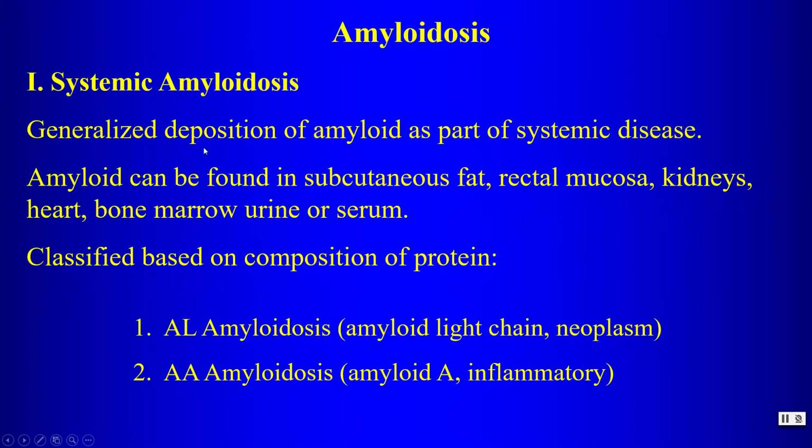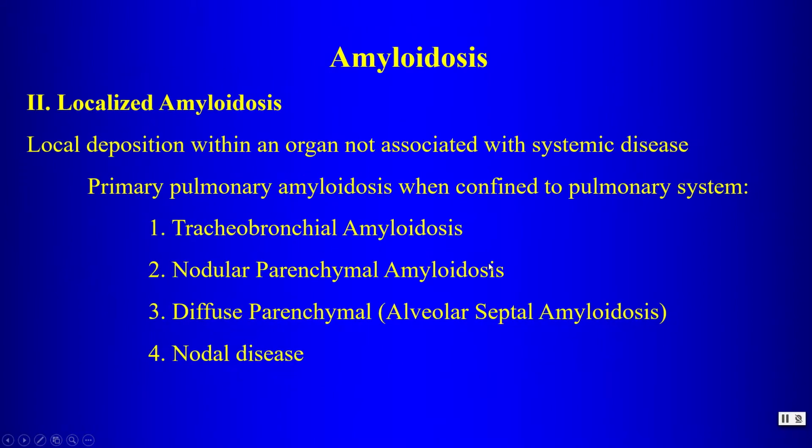There's systemic amyloidosis, where we get deposition of amyloid as part of a systemic disease. Here the amyloid can be found in subcutaneous fat, kidneys, heart, and bone marrow, and it can be classified based on the composition of the protein. You can have AL amyloidosis, which is light chain, associated with neoplastic conditions. You can have AA amyloidosis, amyloid A, associated with inflammatory conditions. We have localized amyloidosis, where the amyloid is deposited within an organ not associated with systemic disease.